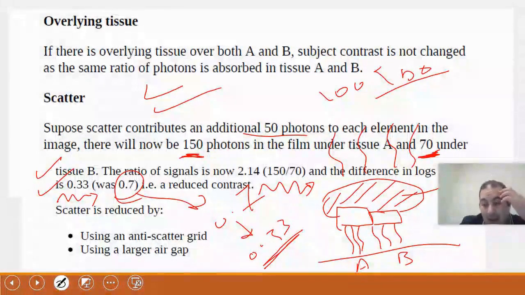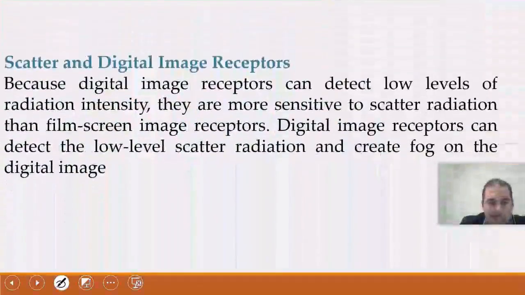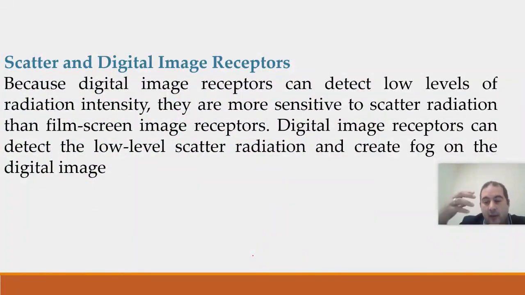How do we address this scatter? We address it with a grid and by creating an air gap between the patient and the image receptor. We will discuss the solutions to scatter, specifically the grid and air gap, as these are the two solutions available for the issue of scatter. We will talk about them later.